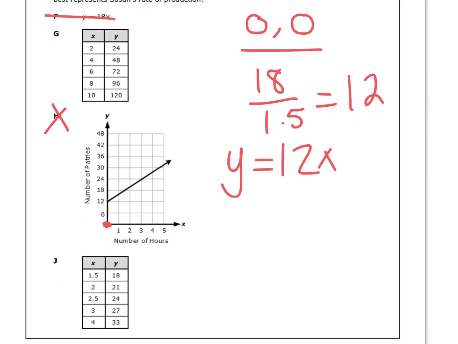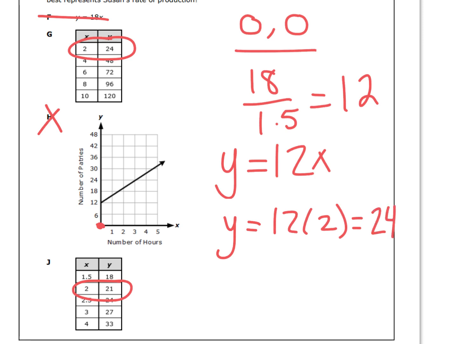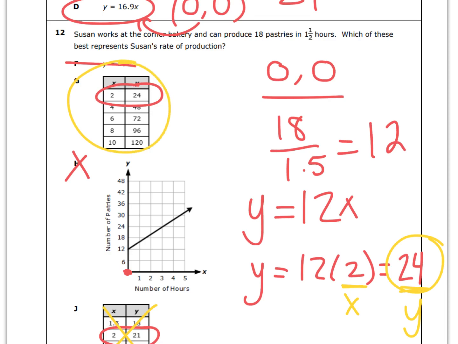So we have to differentiate between G and J. And so let's plug in the number 2, because up here it says 2 is 24, and down here it says 2 is 21. So if we plug in the x value of 2, we should be able to determine which of those two it is. Well, what's 12 times 2? I gave you the answer, 24. And so we now have, when x is 2, y is 24. And that is not J, it is G.